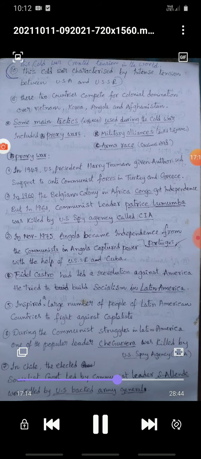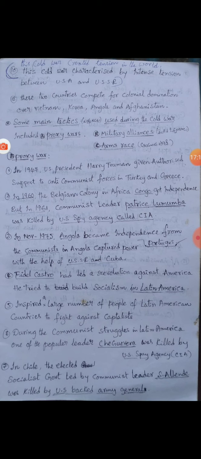Some main tactics, meaning plans, used during the Cold War included proxy wars, military alliances and arms race.